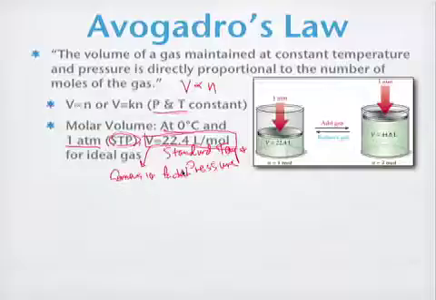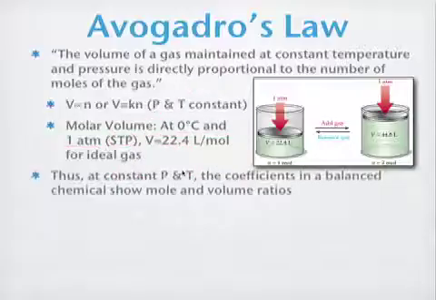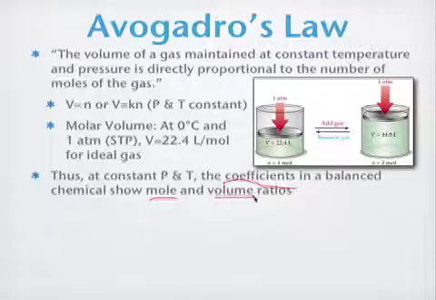Also, one of the things we're going to realize, and this is going to be in one of your homework assignments, is that when we have the volume being proportional to the number of moles, that means that at constant pressure and temperature, the coefficients in a balanced chemical reaction can show either a mole ratio or a volume ratio because moles and volume are directly proportional to each other.